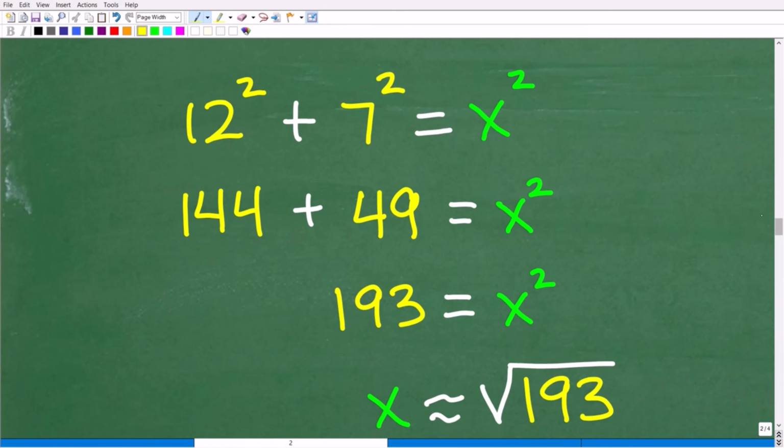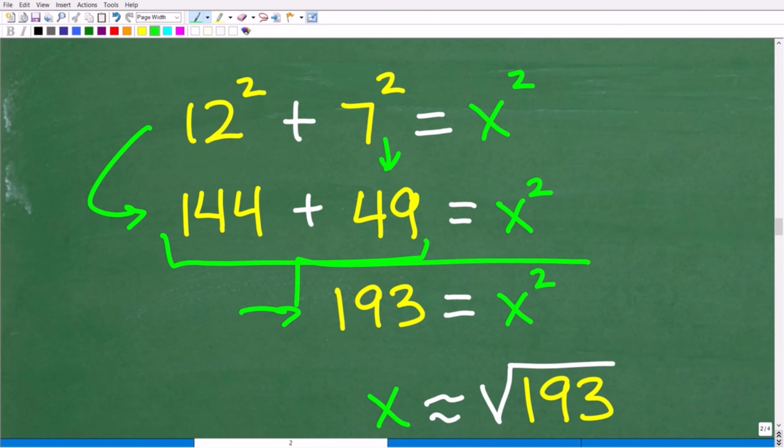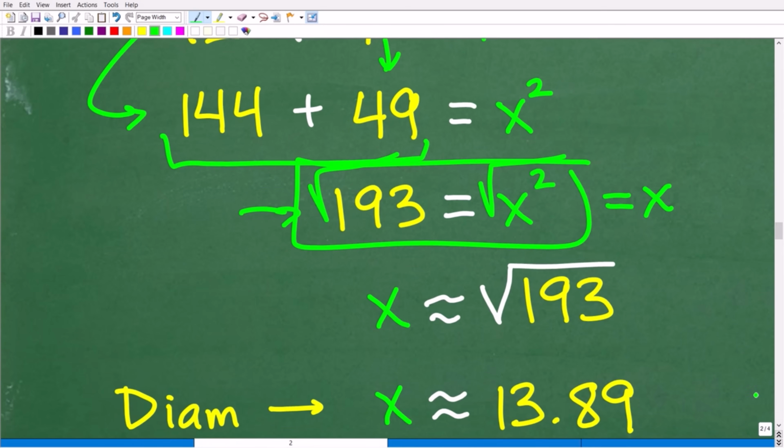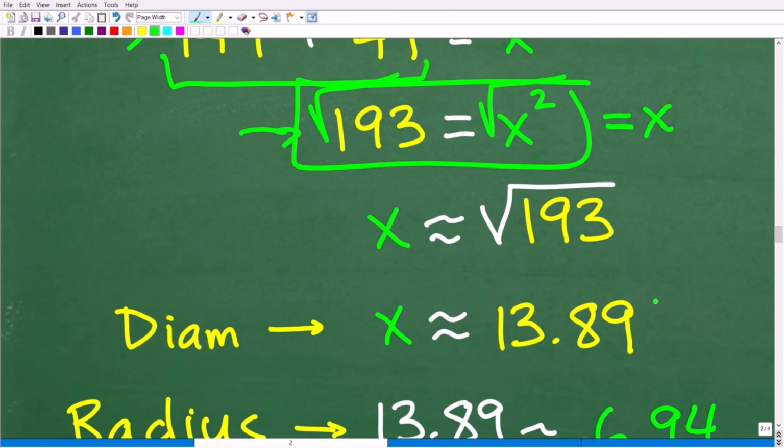So let's go ahead and do that number crunching right now. Okay, so 12 squared is 12 times 12, which of course is 144. 7 squared, 7 times 7, which is 49. 144 plus 49 is 193, and that's going to be equal to x squared. So now I have a lovely basic quadratic equation. So all I have to do is take the square root of both sides. The square root of x squared is x. So our answer, x, is going to be the square root of 193, which is approximately 13.89.